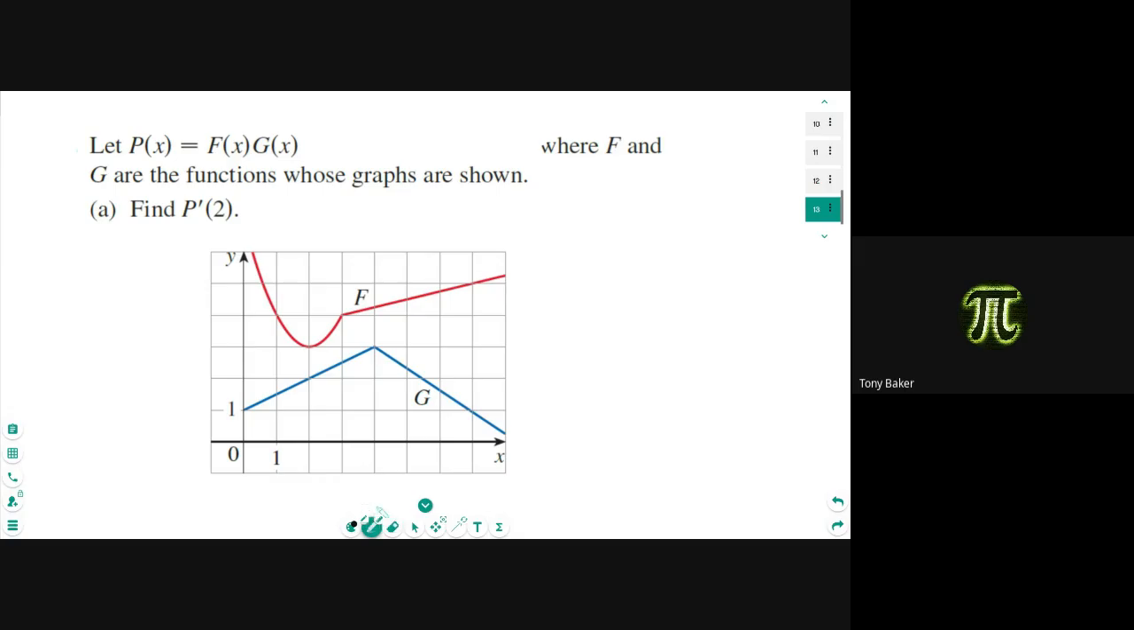Remember, this is the product rule one. So it's f prime times g plus f times g prime. And we're looking at it at that line right there, because that's 2.